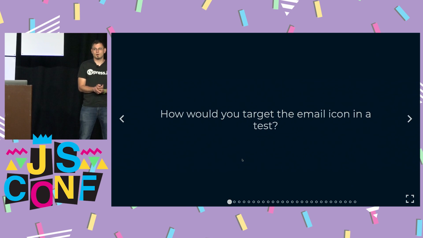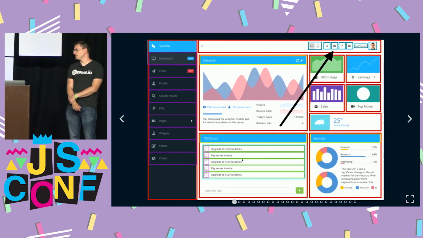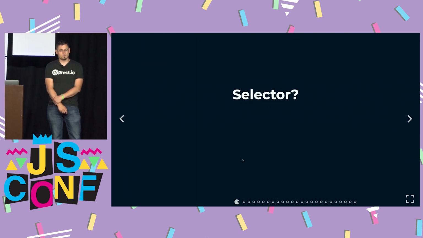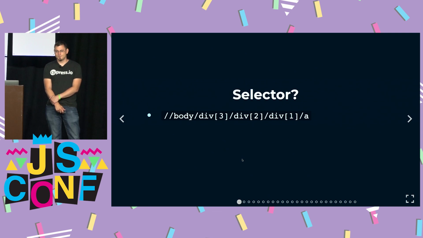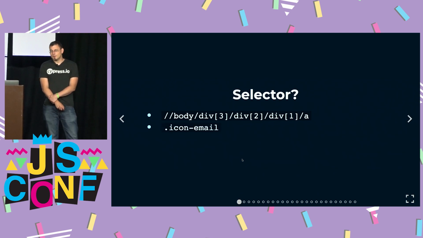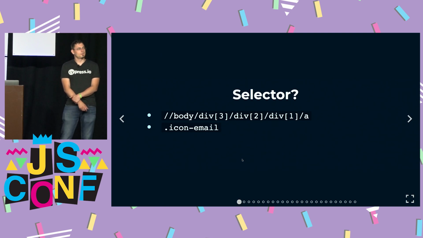Maybe we want to click on it. That one right there. We might choose the first option I had, which was a selector. This option is called XPath. Hopefully you don't use that. It's very fragile. You can see the numbers in brackets like 3. That's the third div under the body, then the second div under that one, and the first div under that one, and then the anchor tag. You could maybe use the class name. That seems a little bit more stable, maybe.